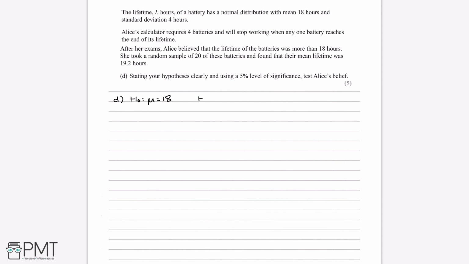However, the alternative hypothesis, which is what Alice is claiming, is that the mean is greater than 18, because Alice believes that the mean is now 19.2, as this is what she's found with her sample that she took. And therefore, the alternative hypothesis is that this isn't true, and that the mean is actually greater than 18.